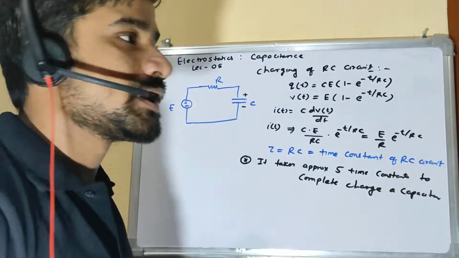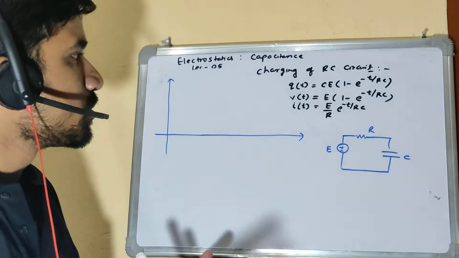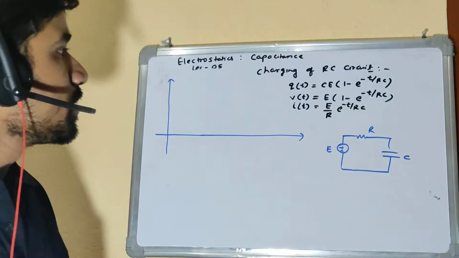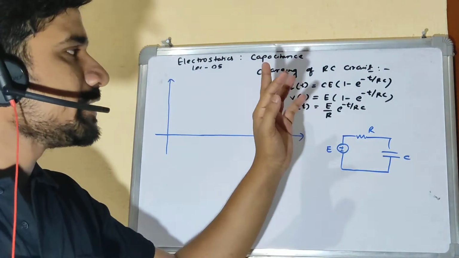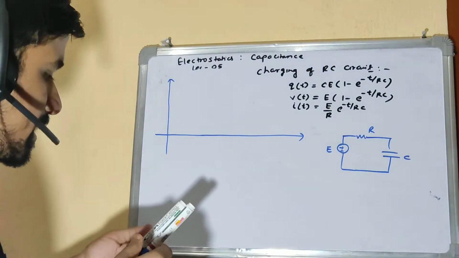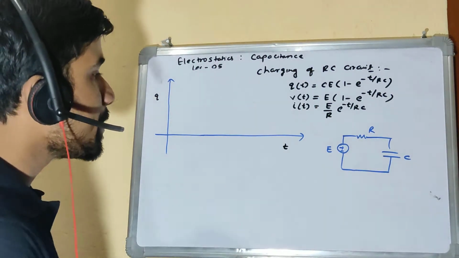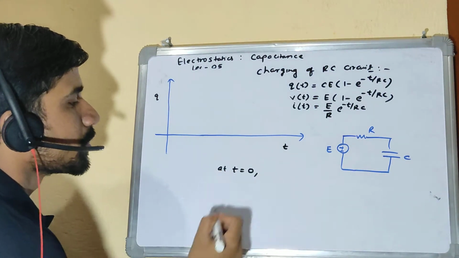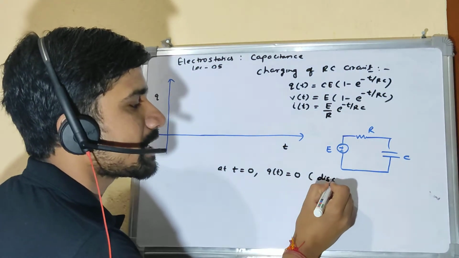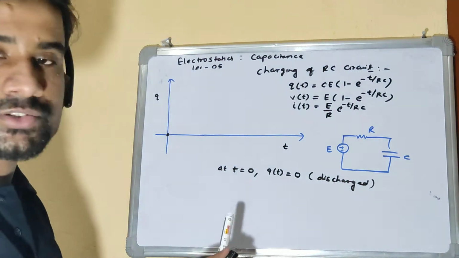Now let's see graphically how these things look when plotted on a graph. Charge as a function of time is given by CE into (1 minus e to the power minus t by RC), where RC is the time constant. If I plot charge versus time, at time equal to 0, the charge is 0, which means the capacitor is fully discharged. So this is my first point of interest: at time equal to 0, Q(t) is 0.